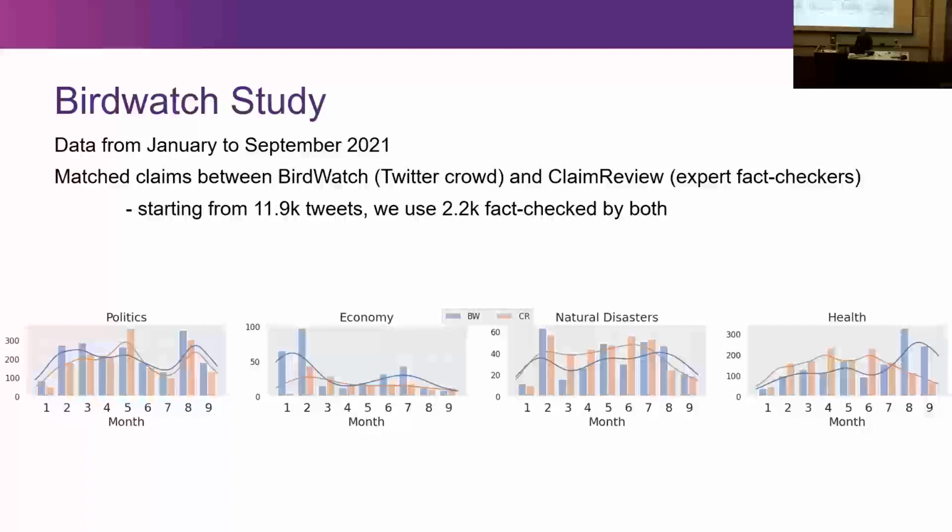First of all, we looked at topics, and we see that over time, there is a fairly similar trend between the two. So the blue line is the crowd and the orange one is the experts. And you see that the trend is similar. For example, here in August last year, this spike refers to a Taliban takeover of Afghanistan, I believe. And in both cases, the crowd and experts decided to fact check a lot of politics-related tweets. So there was, in a way, an agreement on the claim selection step, right, on what they were fact checking.